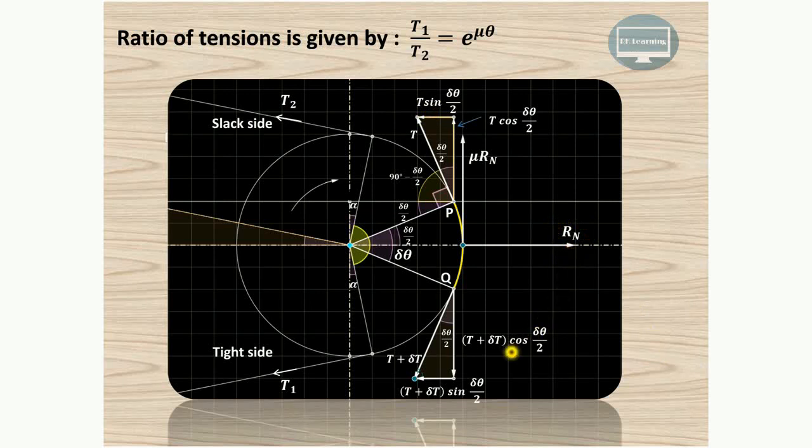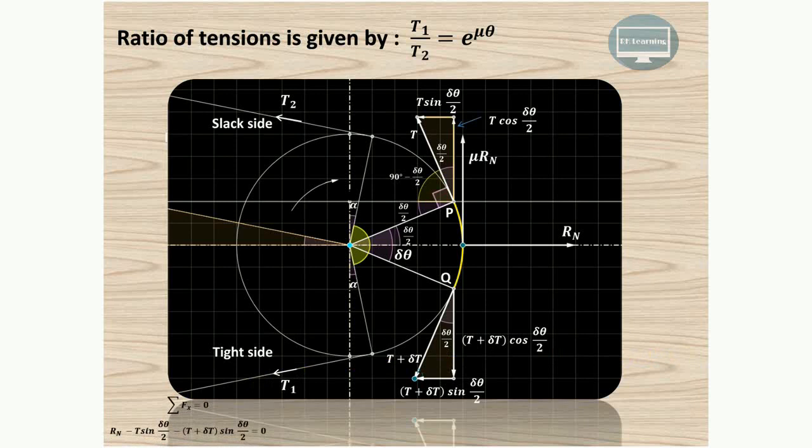So we can say that this small element PQ is in equilibrium under the action of all these forces, that is normal reaction Rn, T plus delta T cos delta theta by 2, T plus delta T sine delta theta by 2, mu Rn, T cos delta theta by 2 and T sine delta theta by 2. So for the equilibrium of this small element PQ, we can resolve these forces horizontally as well as vertically, and applying the conditions of equilibrium, we can derive the equation for the ratio of tensions in this particular open belt drive. So if you apply the conditions of equilibrium, then we can obtain this particular term.